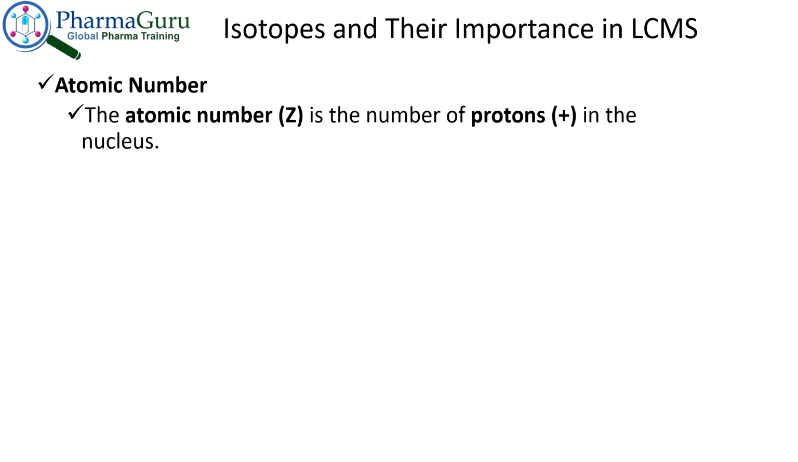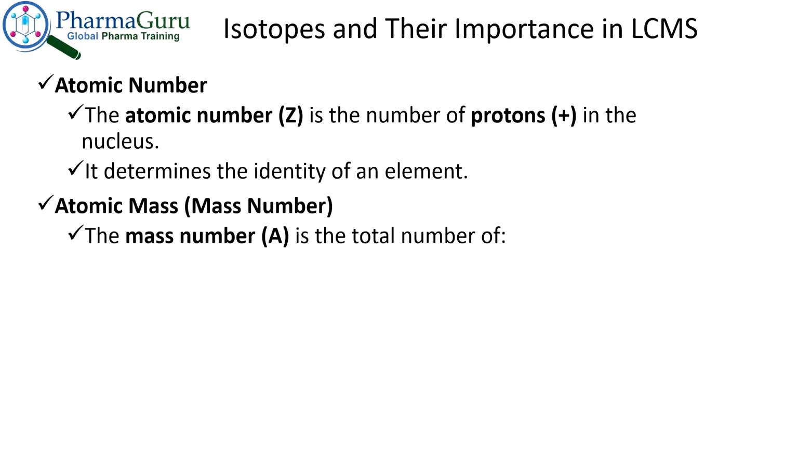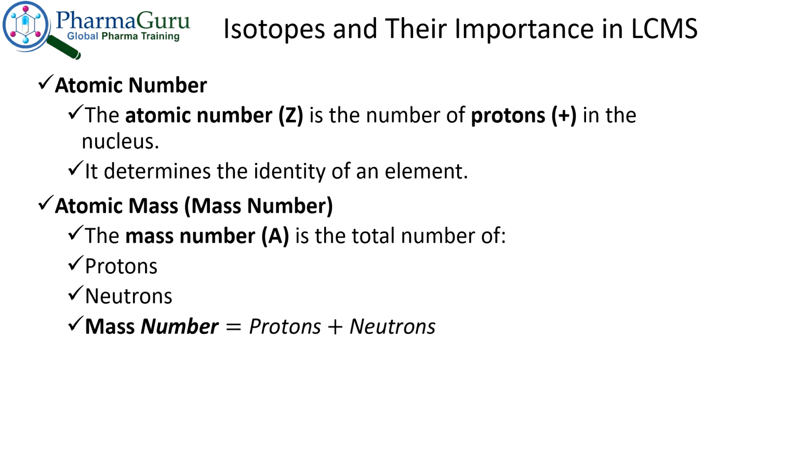Isotopic number. The atomic number Z is the number of protons in the nucleus. It determines the identity of an element. Atomic mass or mass number: the mass number A is the total number of protons and neutrons. Mathematically, we can write mass number is the number of protons plus the number of neutrons.